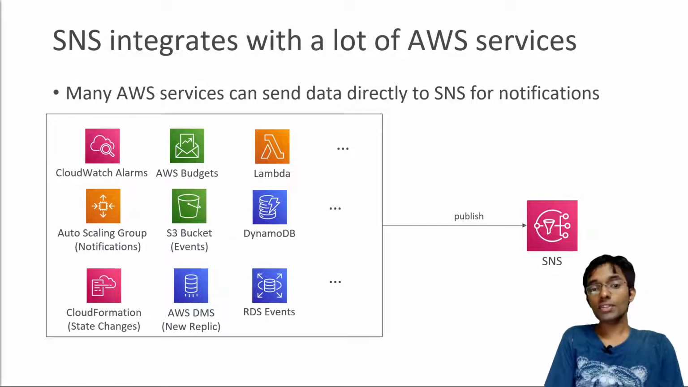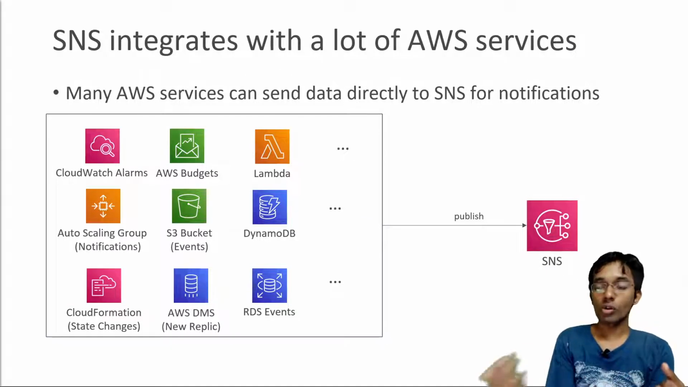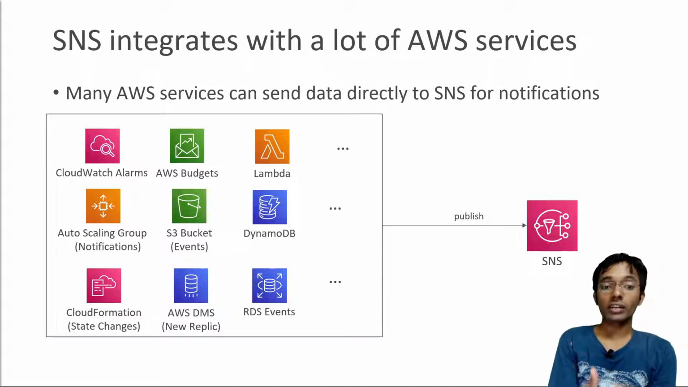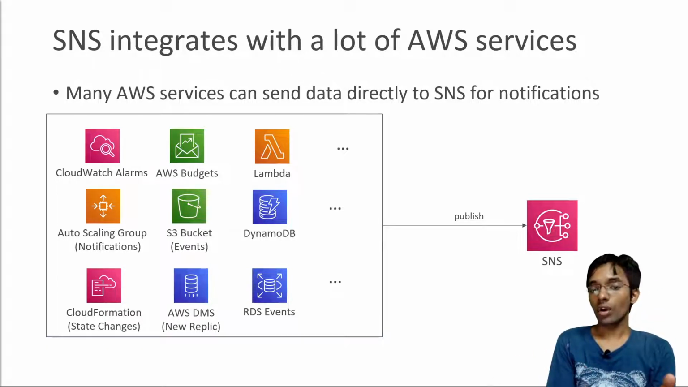On top of it, SNS receives data from a lot of AWS services, which directly send into SNS. It could be CloudWatch alarms, Auto Scaling group notifications, CloudFormation state changes, budgets, S3 buckets, DMS (Database Migration Service), Lambda, DynamoDB, RDS events, and so on. You don't have to remember them, but as soon as there is some sort of notification that happens within AWS, the service will send a notification to a specified SNS topic.